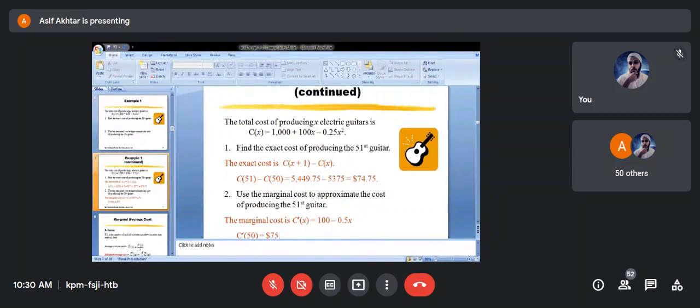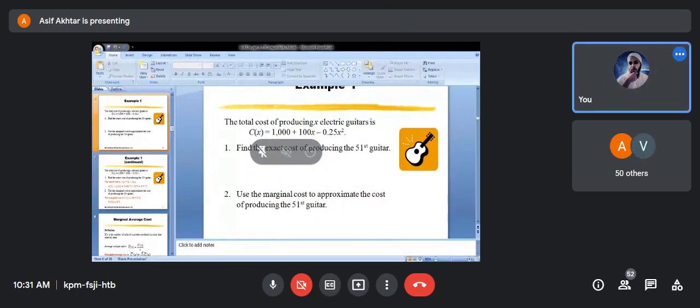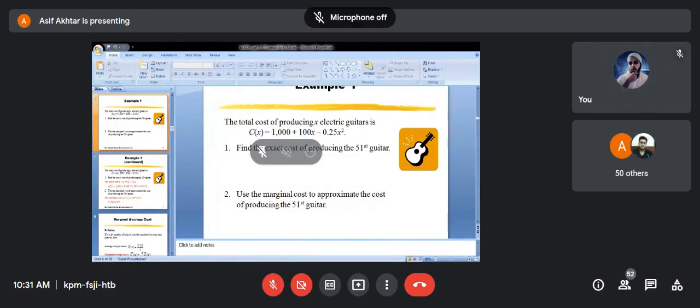Now see the cost function 1000 plus 100x minus 0.25x squared. So tell me, what will be its differentiation? Minus 0.5x. 1000 becomes 0. What does 100x become? 100 minus 0.5x. Minus 0.25 into 2x, minus 2 into 0.25x. So what is the differentiation? The differentiation is 100 minus 0.5x.